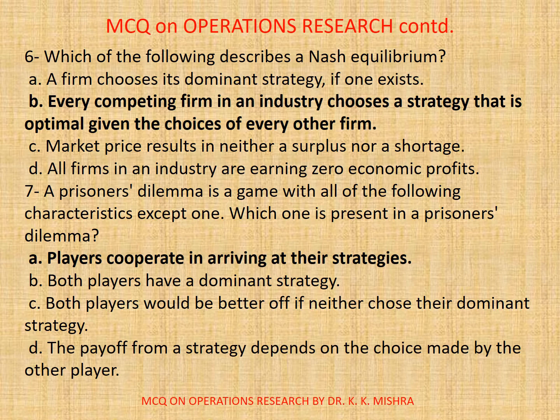7. A prisoner's dilemma is a game with all of the following characteristics except one. Which one is not present in prisoner's dilemma? A. Players cooperate in arriving at their strategies. B. Both players have a dominant strategy. C. Both players would be better off if neither chose their dominant strategy. D. The payoff from a strategy depends on the choice made by the other player. So, here correct option is A. Players cooperate in arriving at their strategies.